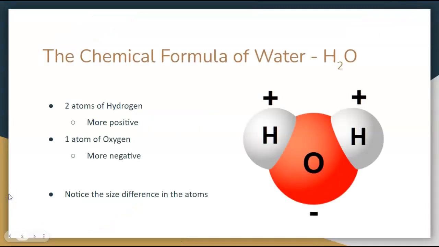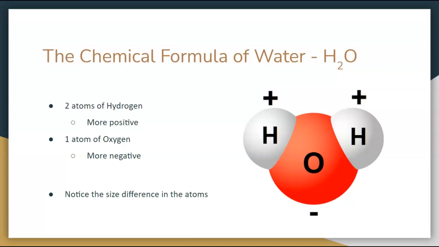So the chemical formula of water is H2O, and I'm sure you've heard that before. It's all over the hallways in the school, but H2O. What that means is that there are 2 atoms of hydrogen and 1 atom of oxygen. The way that we notate this, and you're going to see this a lot in all the activities we do, is that hydrogens are positive, so they are happy little hydrogens.